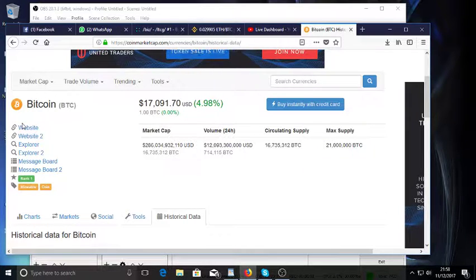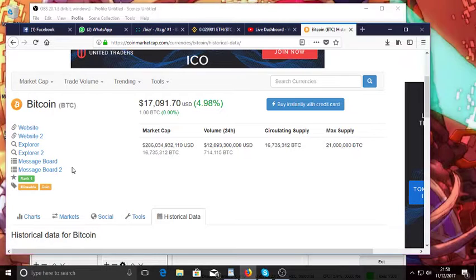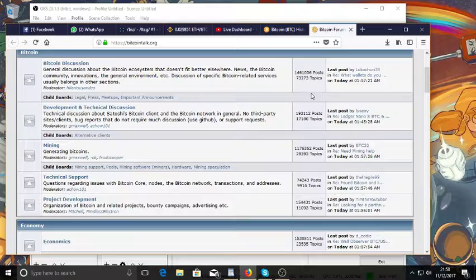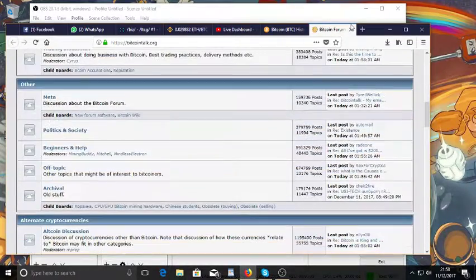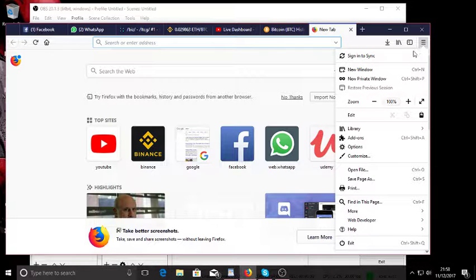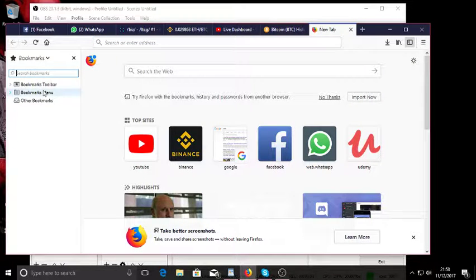CoinMarketCap also gives you a link to websites and message boards. So if you want to get into the community and find out what is going to happen with the coin, what the plans for the coin are, you could always check out the message boards. See Bitcoin Talk. So CoinMarketCap is a really good resource.